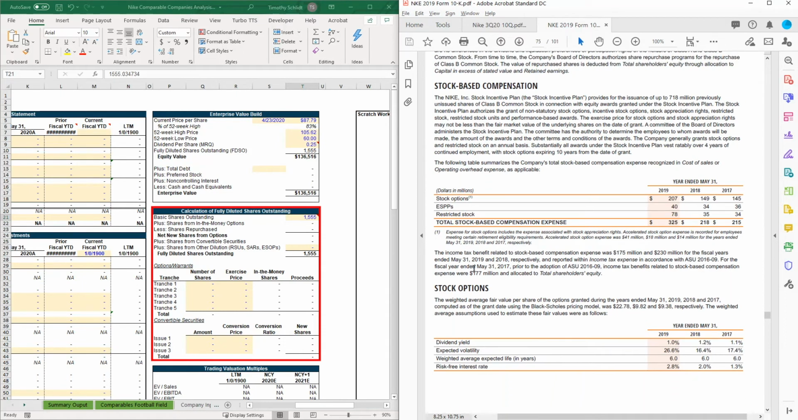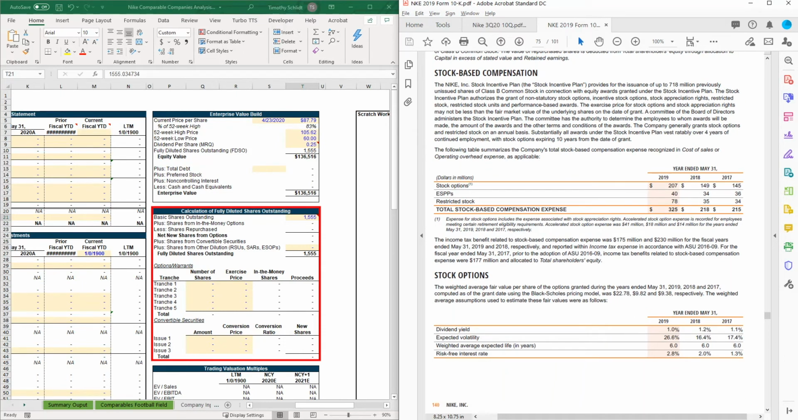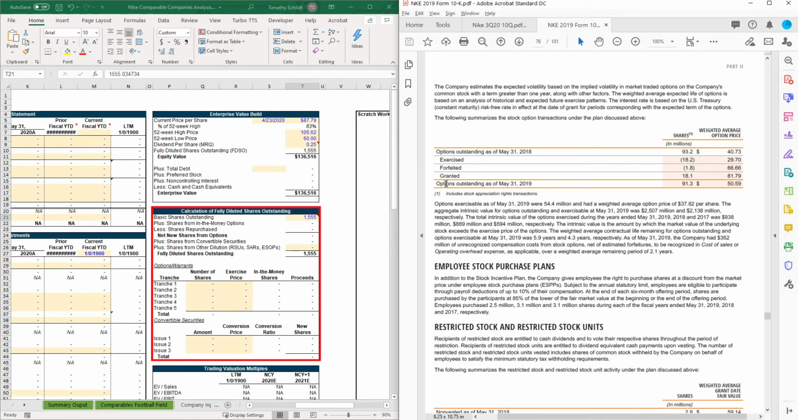Let's go back up to the top here. It usually starts with a section like stock options. We can see here it gives us some data on how they value the stock options using the Black-Scholes model. We don't care about that here. But a nice starting point is here, where we can see the balance and the detail of stock options. As of May 31st, 2019, there were 91.3 million shares outstanding in stock options, and the weighted average exercise price was 50.59. So let's enter that in, and then we footnote it.